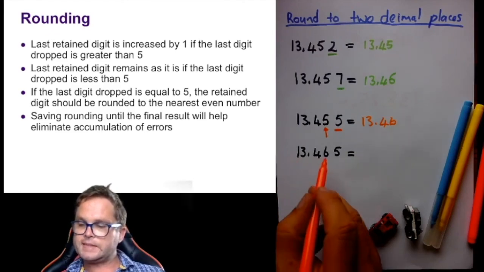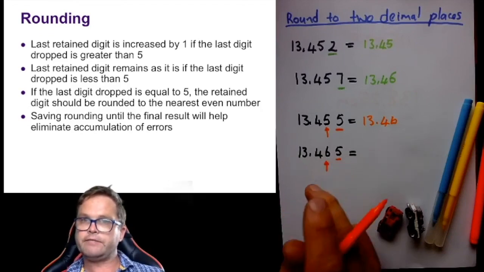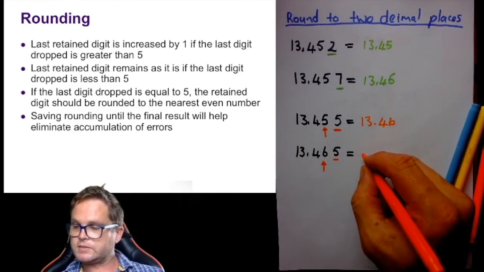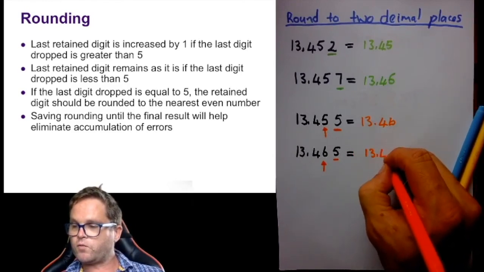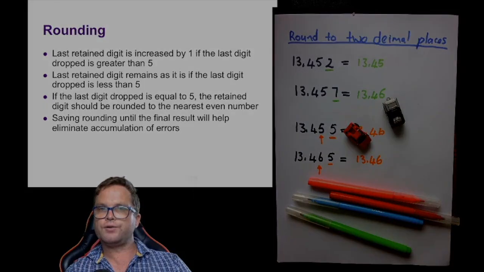In this case here, we see once again we have the 5, but here we can see that this is already an even number. So for this case, we don't increase the 6, we leave it as 13.46. Alright then, this concludes the first chapter on units and measures.